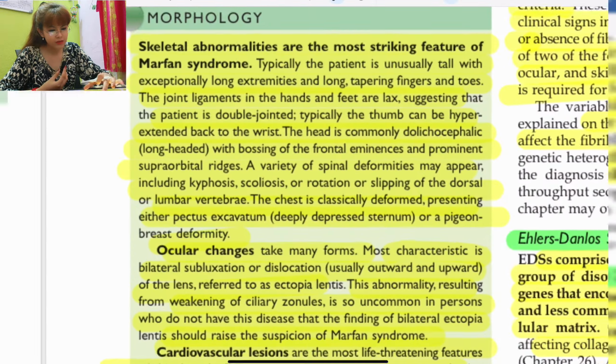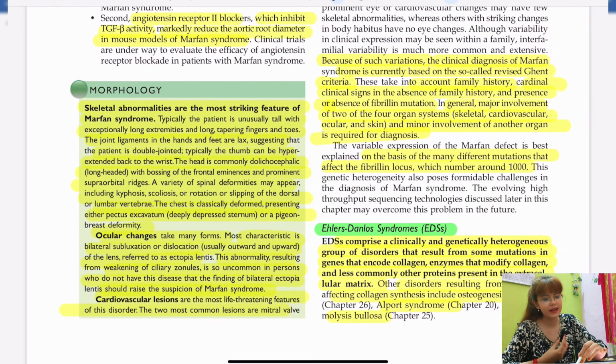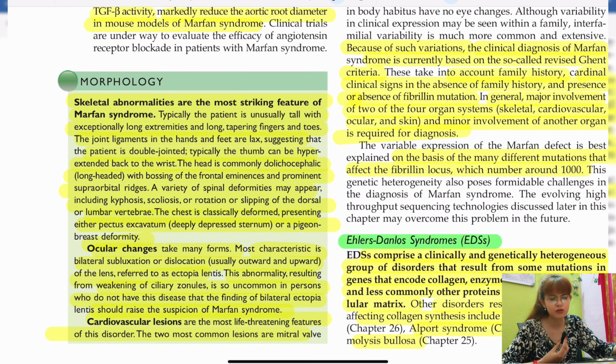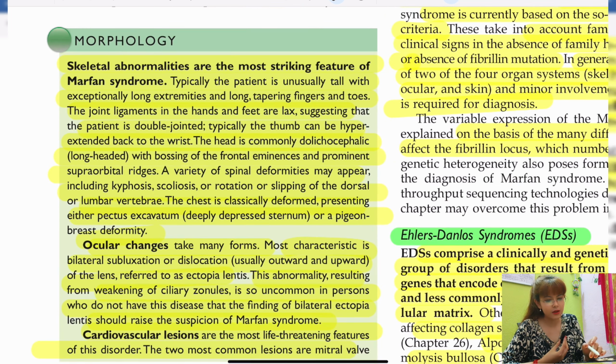Now this morphology is very, very important. All these points, you have highlighted almost the entire page. All these points are important. I cannot miss out on any of these points. There is no concept being explained again, but these points are something that you cannot miss out on. So let's read this now.